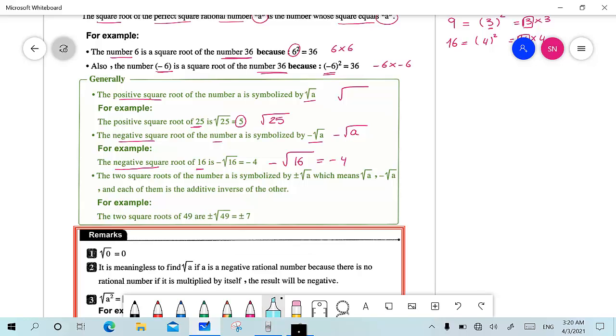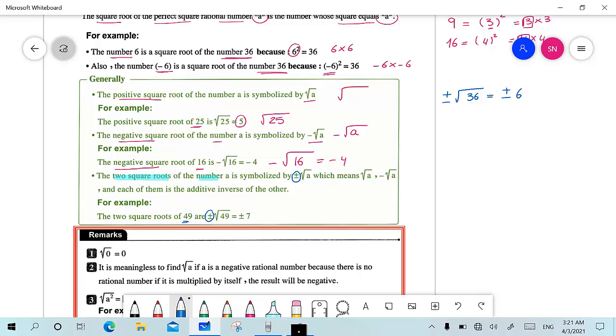We should know that 2 square roots are found for a number, and this is symbolized by positive negative square root. So here, for example, if I want to find the positive and negative, or the 2 square roots of 49, simply I'm going to write positive negative square root 49, which is equal to positive negative 7. Another example, if I want to find the 2 square roots of 36, I'm looking for positive negative square root of 36, and this is going to be positive negative, the number which I multiply by itself to get 36, which is 6.